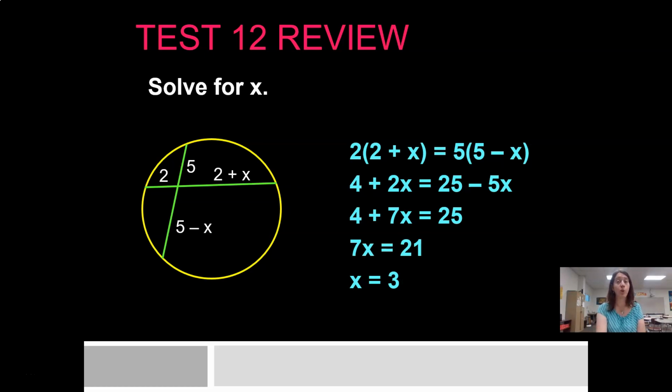Now, of course, you could check this answer. If you put your 3 back into the question, do you end up with the same product on both sides? Okay, so let's just quickly do that. If I put 3 right here, 2 plus 3 is 5. 2 times 5 is 10. So that means this product over here better equal 10 as well. If I put 3 right here, 5 minus 3 is 2, and 5 times 2 is 10. I notice that the 2 products are identical, therefore I know I have the correct answer for x. So that will cover questions 3 through 5 out of lesson 86.